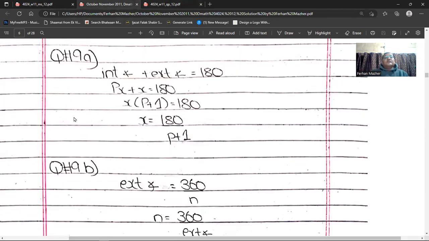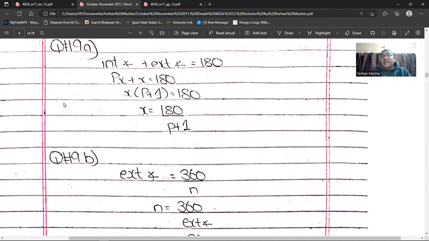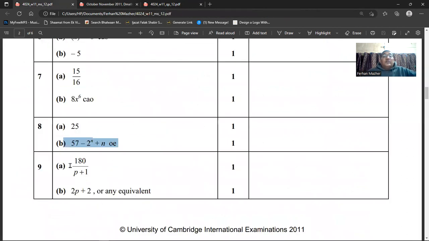Suppose that the external angle is X, the internal angle will be PX, because he said that the internal angle is P times the external angle. The sum of the adjacent internal and external angle is always 180. So PX plus X will be equal to 180. If you take X common, you will have bracket P plus 1 equals 180. So X will be equal to 180 divided by P plus 1. So the external angle will be 180 divided by P plus 1. That's the right answer.